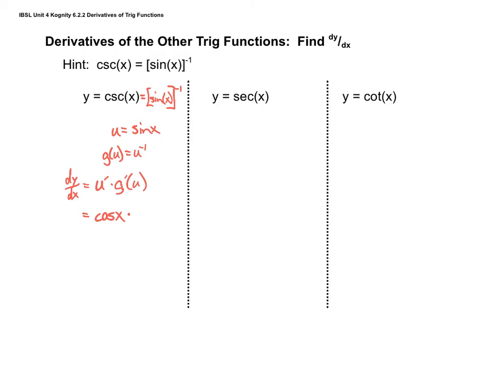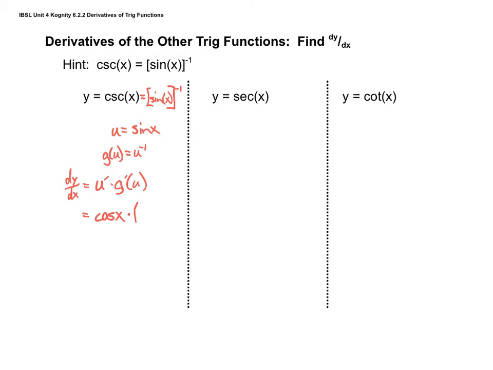I've got to just start calling on people since you guys are so quiet. Gary, you know this. What's the derivative? What's g prime of u? The derivative of u to the negative 1. God bless you.